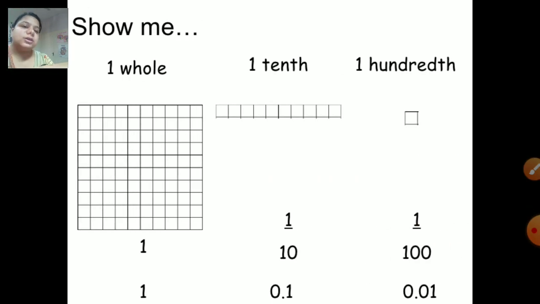So again you can see this is one whole, 1/10, and this small portion is 1/100th. And just check how we have written it in decimals also. 1/10, 0.1. After the decimal, the first place is the tenths place. 1/100th, 0.01.